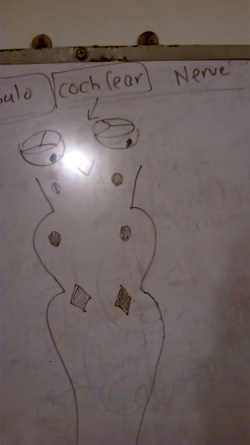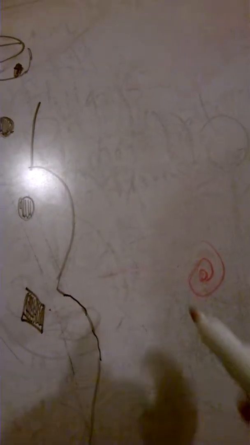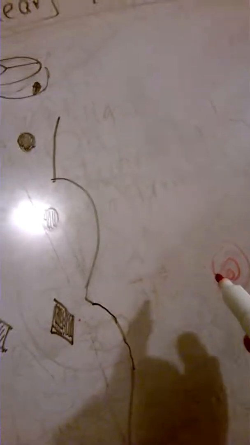Okay, the cochlear nerve, or the cochlear component of the vestibulocochlear nerve. Where does the cochlear nerve originate from? It originates from the cochlea. And that is no rocket science, by the way. It's very easy to understand.